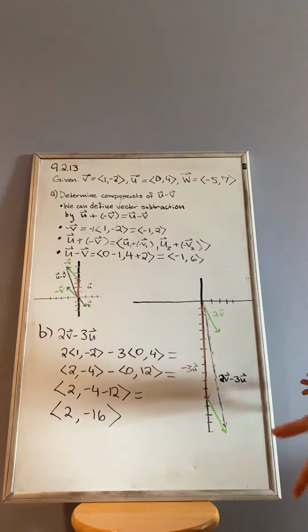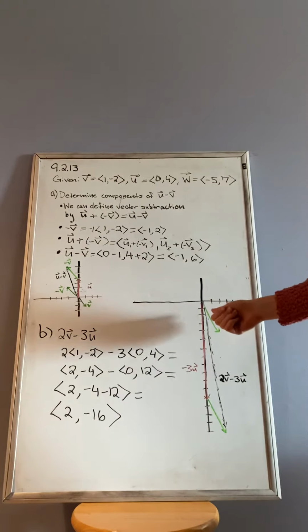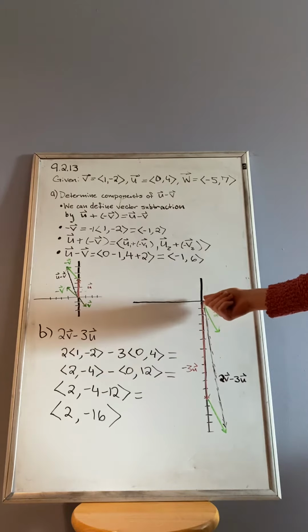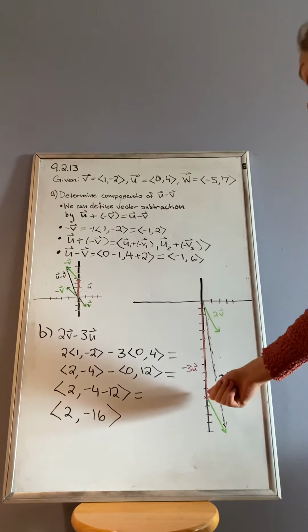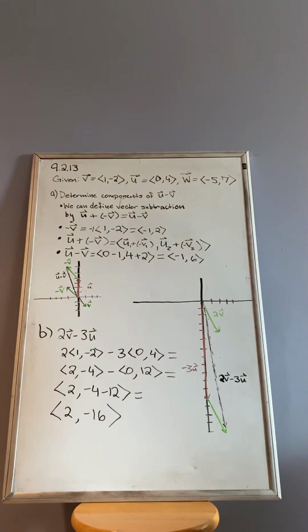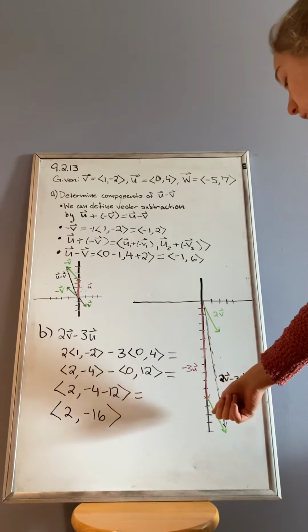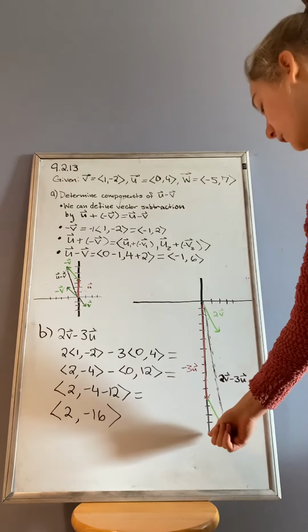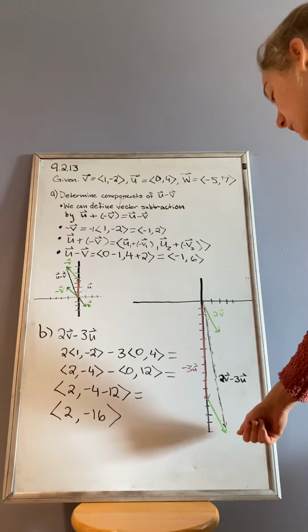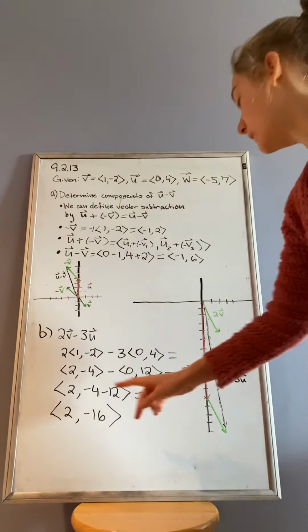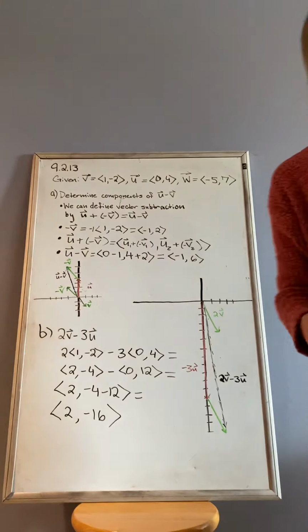And again, you can see this geometrically. Here I drew 2 times vector v, and then here is -3u, so it's just down -12 in the y direction. And then when you do the tail to head, you're starting at 12, you're going down -4, and you're going over -2, and sure enough, you get that resultant vector of 2, -16. All right, I think that's it.